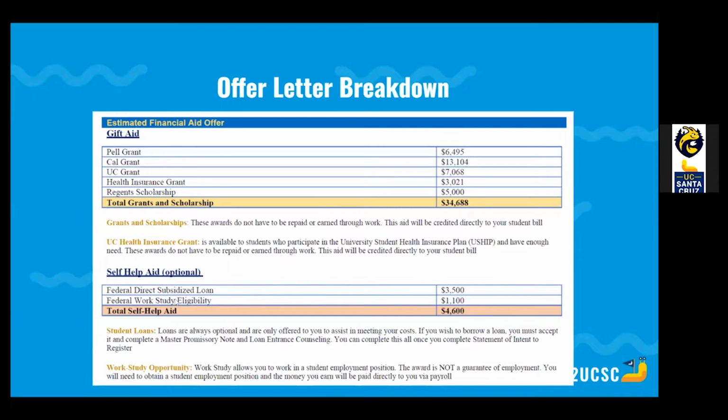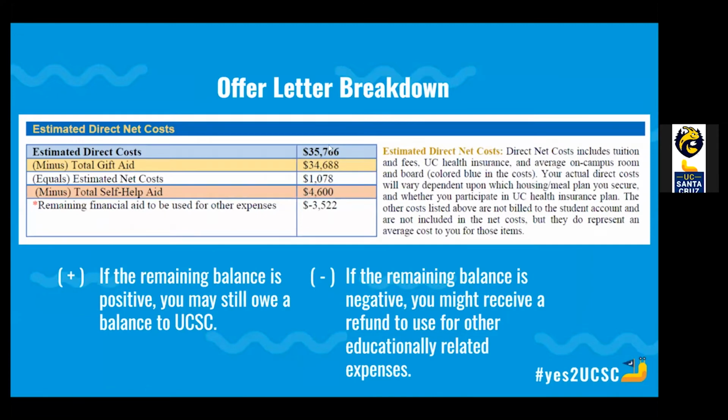One of the biggest differences between your conditional aid offer and your official aid offer is that when you get your official aid offer, you will have the option to accept or decline any of the aid that we've offered you. Right now, we're just giving you a preview, but later on in the summer, once you've committed to UCSC, you'll be able to pick and choose what you want to use to pay towards your bill. All right, and then we have the final breakdown.